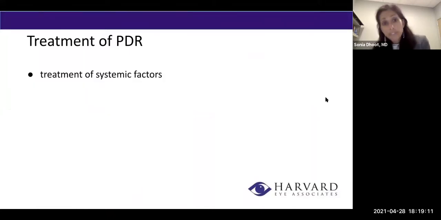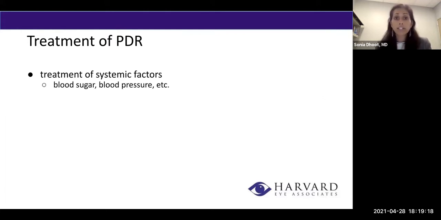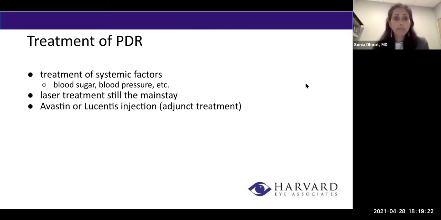So treatment of proliferative diabetic retinopathy, same sort of thing, treating the blood sugar, treating the blood pressure, cholesterol, all the stuff we talked about earlier. Laser is the mainstay of treatment. And you can do injections too, but those are usually adjunct treatments.